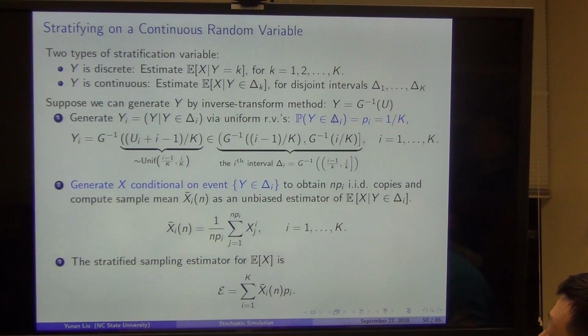So how large should the interval be? You can just make sure that the probability that y falls into this interval is p, and p is evenly spaced. P is equal, right? So for instance, yi is the inverse transformed uniform. If ui is a uniform, then (ui plus i minus 1) over k would be a uniform distribution between (i minus 1) over k and i over k. I'm doing a shifting and stretching, that's all. That will give me a conditional distribution of y, given y falls into delta i.